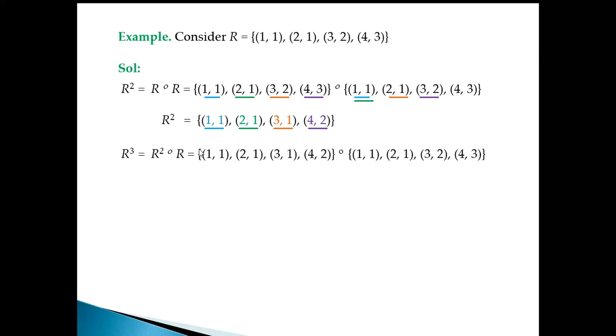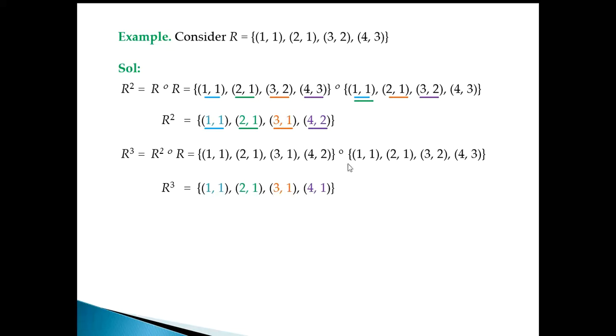So now next is R to the power 3. You need to calculate R to the power 3. So R to the power 3, how can we calculate? R square composition R. Again you have to find the composition with R. So R square we already calculated. So now we need to calculate the composition with R. This is our R square, and the composition with it, we have to take the R. So now what will be our R cube? Our R cube means R square composition R is this.